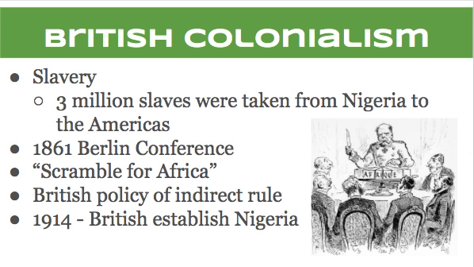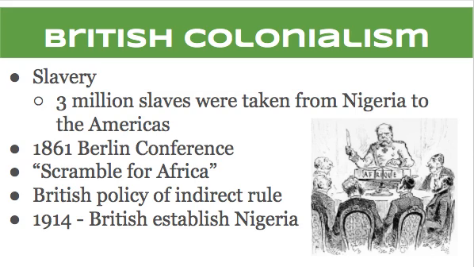So to start off, if we look at British colonialism, the first point of contact from the Western world to Nigeria that's important to note is that 3 million slaves were taken from Nigeria to the Americas. Although the slavery operations, the enslaved persons were captured by Africans and then sold to the British and other European countries.